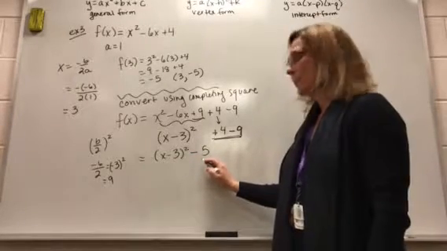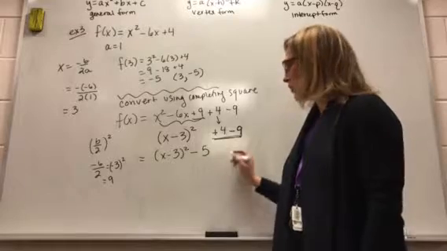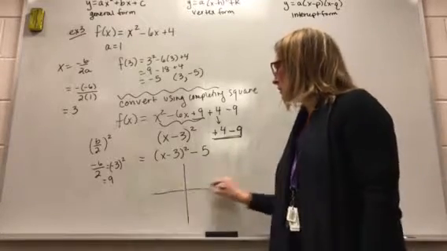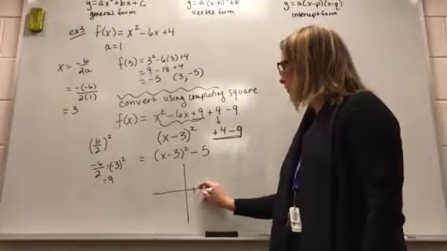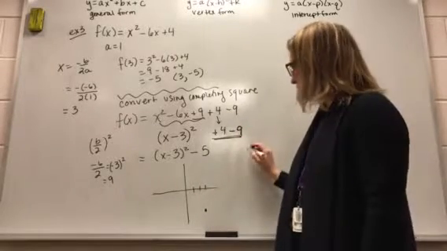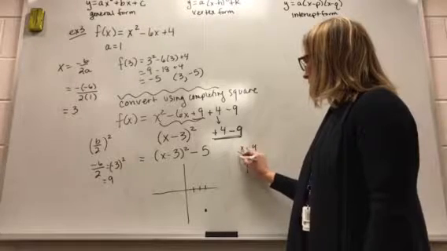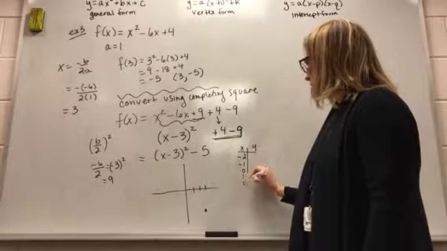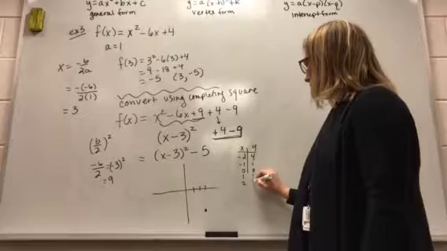So from here, you've got all the information you need to graph. You can use your parent function, and you can put your vertex on there. So right 3, and down 5. And it opens up, so I'm going to use a parent table: x, y, negative 2, negative 1, 0, 1, 2, and y is 4, 1, 0, 1, 4.